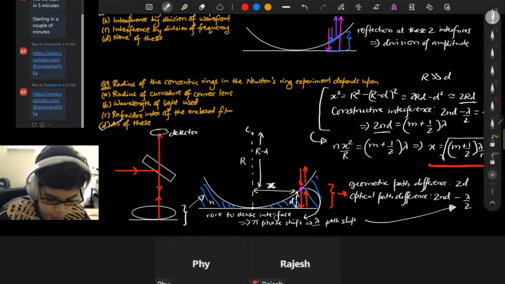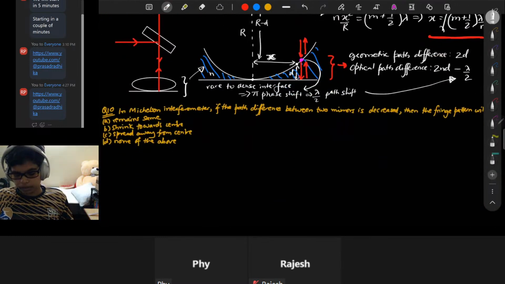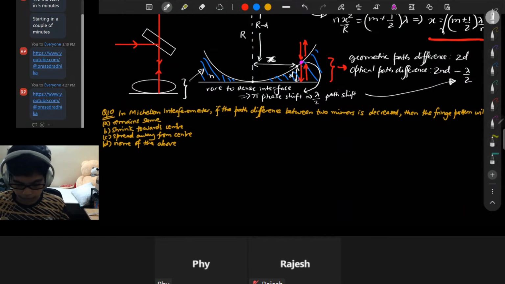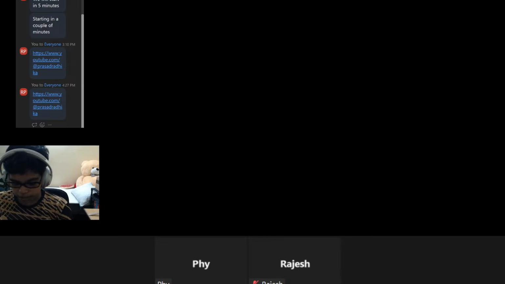So now we move on to the last question for this week. This is on Michelson interferometer.